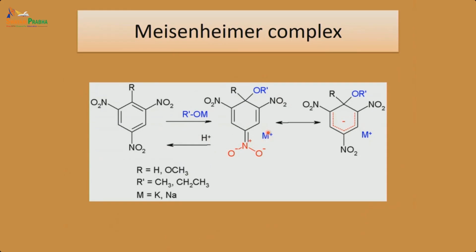So they have an M plus charge, followed by the negative charge remaining on the aromatic system. And the charge distribution occurs over a large area. That is the reason this complex is stable and people had actually isolated it. In this complex, the group R is already present, as well as the OR group is introduced. So the nucleophile is present, and the leaving group is also present in the presence of the metal ions. So this complex that is isolated proves that this kind of addition elimination mechanism occurs.